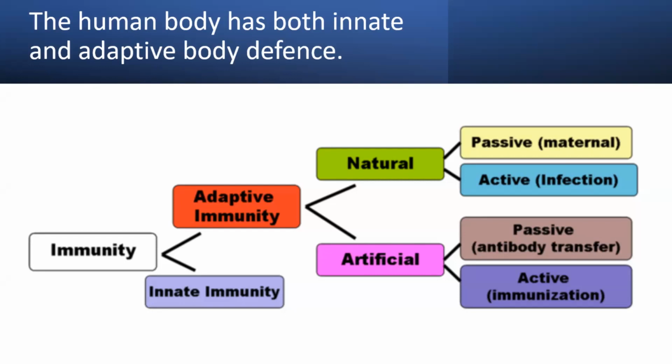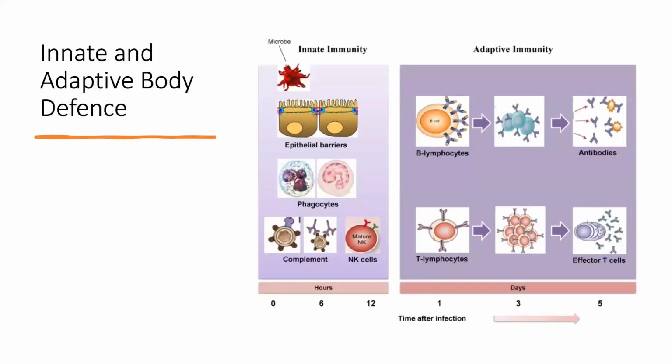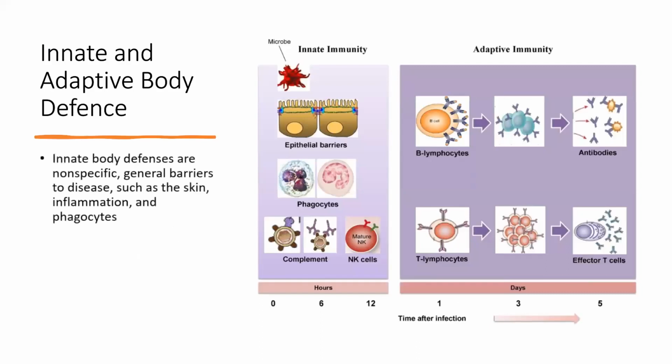Adaptive immunity can be natural, which is inborn by birth, and the other one is artificial. The natural can be maternal via passive, and it can be acquired by infection, that is active. Artificial can again be passive with antibody transfer, and it can be active immunity, which is caused by immunization.